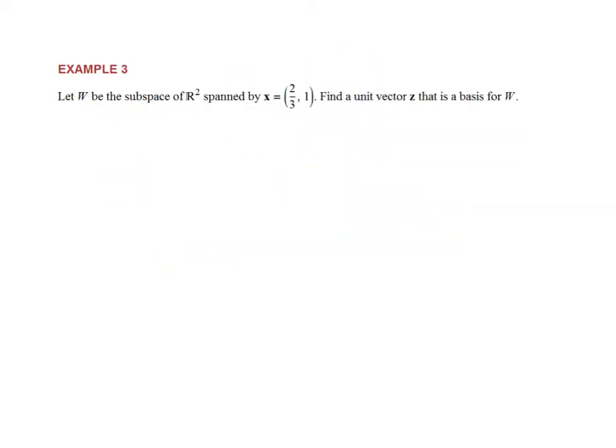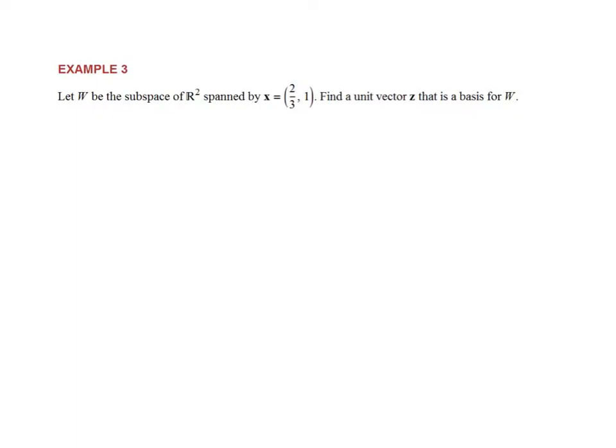This next example is stated a little bit more formally, but is the same idea as the previous question. W is the subspace of R2, so we're in 2 dimensions, but it's a subspace spanned by 1 vector. So think to yourself, what does a subspace that is spanned by 1 vector look like? Well, it's a line through the origin that points in that direction. We have to find a unit vector z that is a basis for that subspace. Ultimately, here's a vector. Find a unit vector that points in the same direction, that's still in W on that same line.